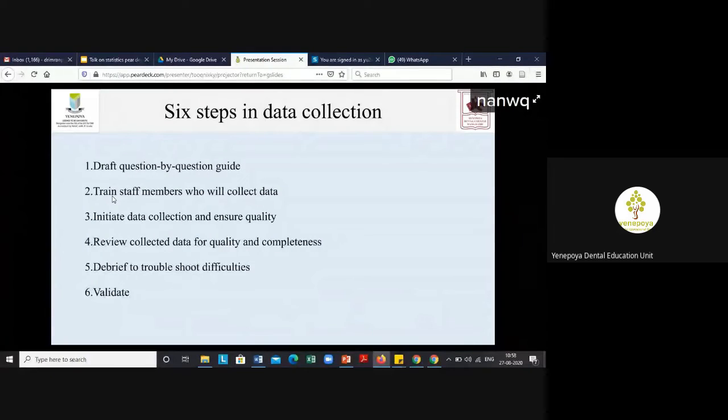Draft question by question guide. Train the staff members who will collect the data. Initiate the data collection and ensure quality. Review the collected data for quality and completeness. Debrief to troubleshoot the difficulties and validate.